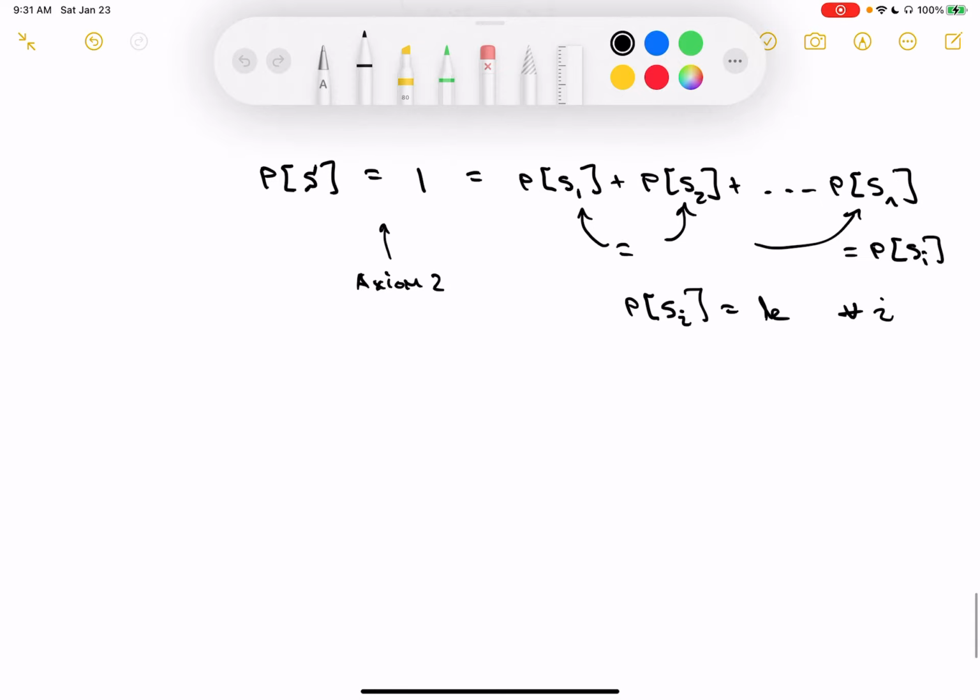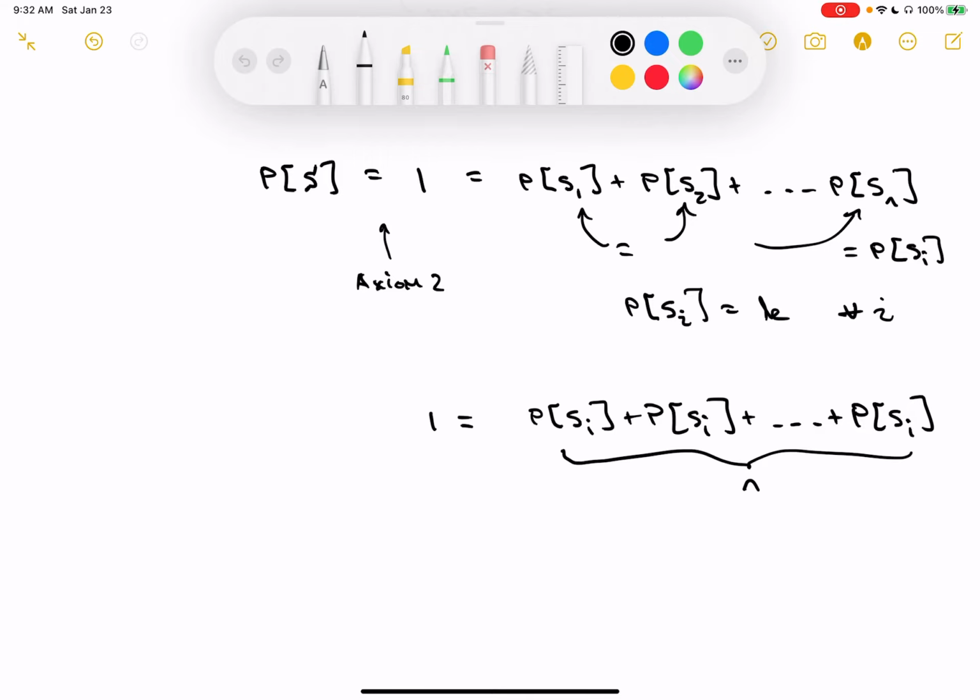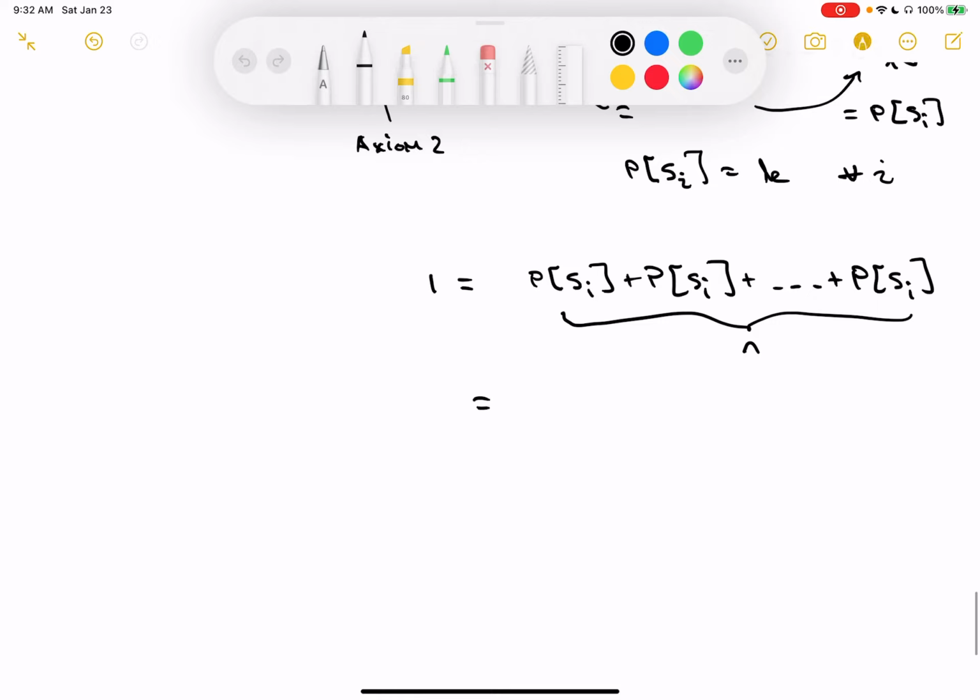So what can I get out of that? I'm going to have 1 equals the probability of Si plus the probability of Si, I could put a k in there if you wanted, it doesn't really matter, all the way out to the probability of Si. And how many copies are in there? There are n copies, so if I add n things up, I get n times the probability of Si. We know that's equal to 1. Solve for this: the probability of Si equals 1 over n. That's that equally likely idea.